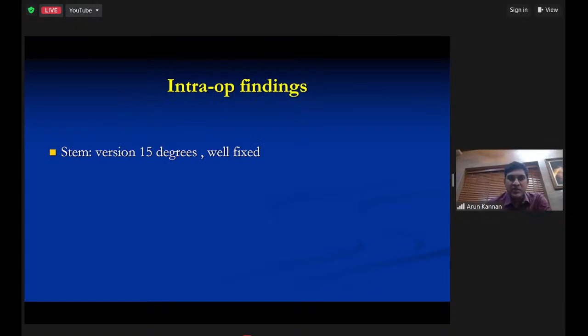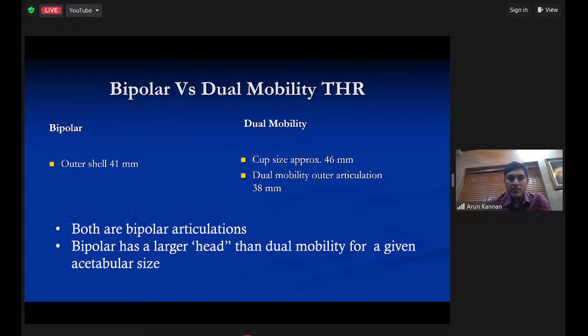Operatively, the stem was in about 15 degrees version. It was well fixed. There was no problem on the acetabular side. The stem was removed. The cement mantle was healthy. So what I chose was whether to do a bipolar or a dual mobility or a primary regular hip. The bipolar outer shell was 41. That roughly translates into a cup size of approximately 46 mm, and that would have a dual mobility head outer articulation of about 38 mm.